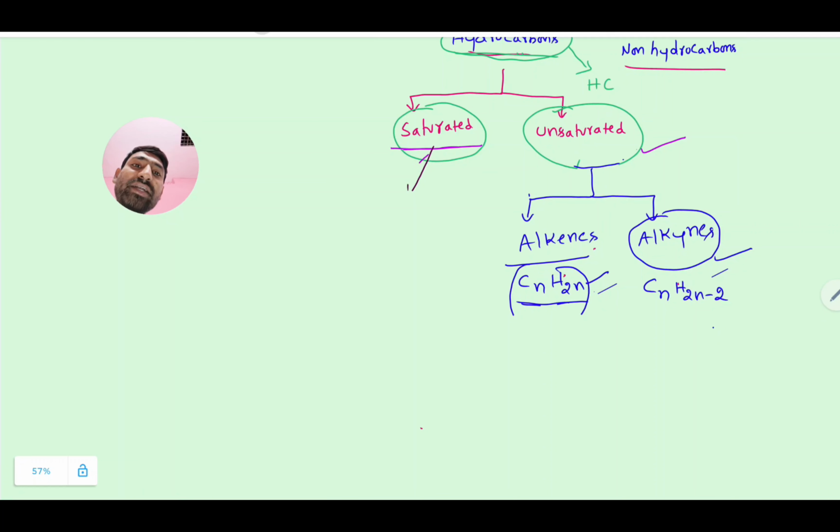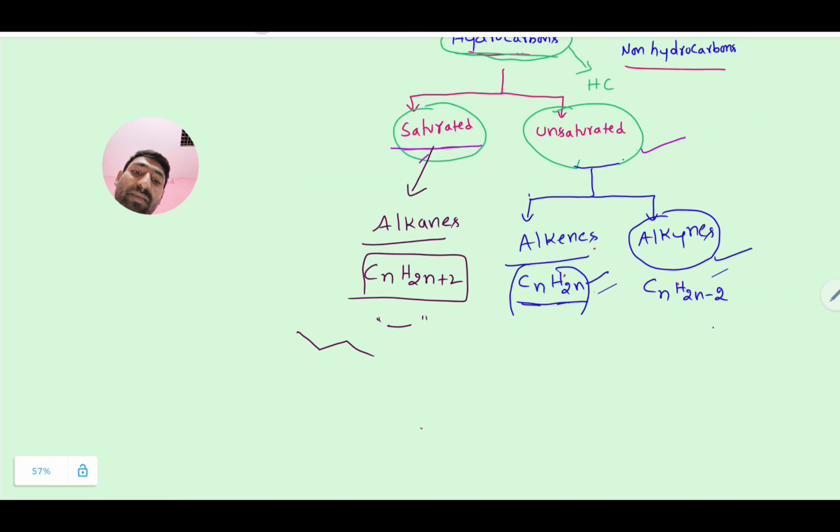Now saturated hydrocarbons are simply called alkanes. They are organic compounds that follow the CnH2n+2 rule with only single bonds. Those organic compounds with only hydrogen and carbon are considered saturated hydrocarbons.